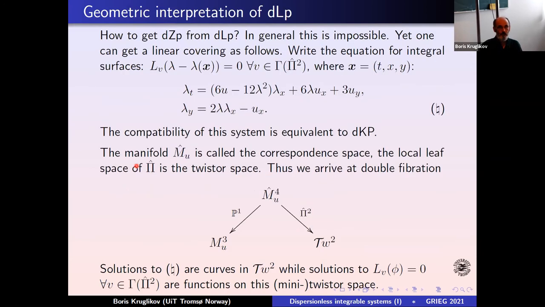Now I'd like to get a geometric interpretation of DLP. First of all, if you ask how to get the Lax pair from DLP, again the answer will be in general not possible. In the DKP case, we can do it, but for other equations, it's just not possible. It's much more restricted. It's called a pseudo-potential, which need not exist. In a sense, it's just non-local. If we allow non-local things, then yes, it is possible.